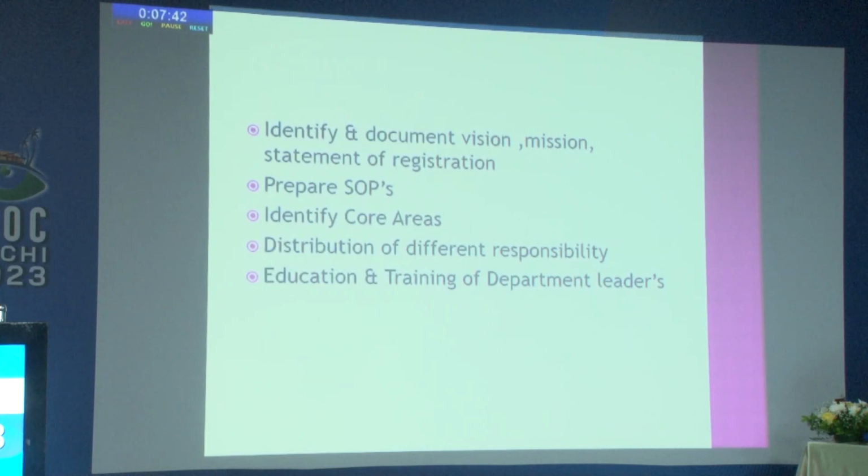Education and training of department leaders: one person in the reception area, one in the initial assessment, one in the OT, one in the medical record, one in HR, who is given core responsibility to train their own people and monitor daily working.